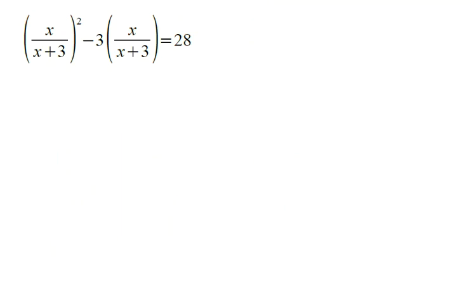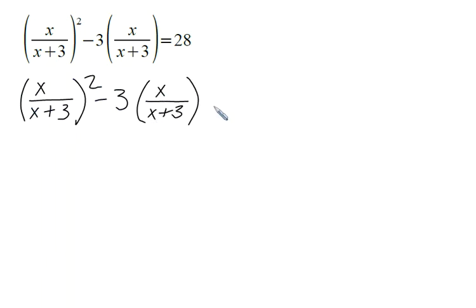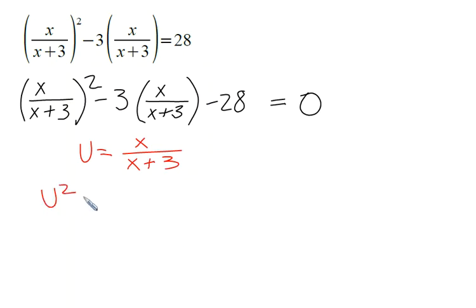And this problem also thinks about a quadratic application using a u substitution because we see a quantity being squared. So the first thing we're going to do is get all terms on one side of the equation and 0 on the other side of the equation. And in this problem, we're going to do a u substitution where u is equal to x over x plus 3. Once we make that substitution, the equation becomes u squared minus 3u minus 28 is equal to 0.